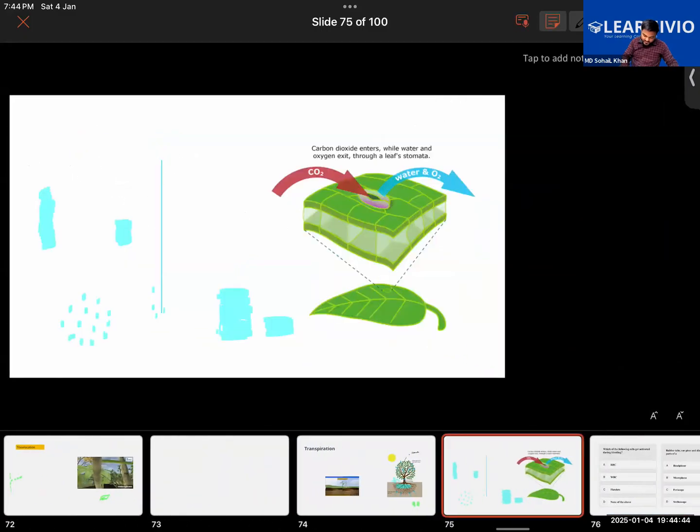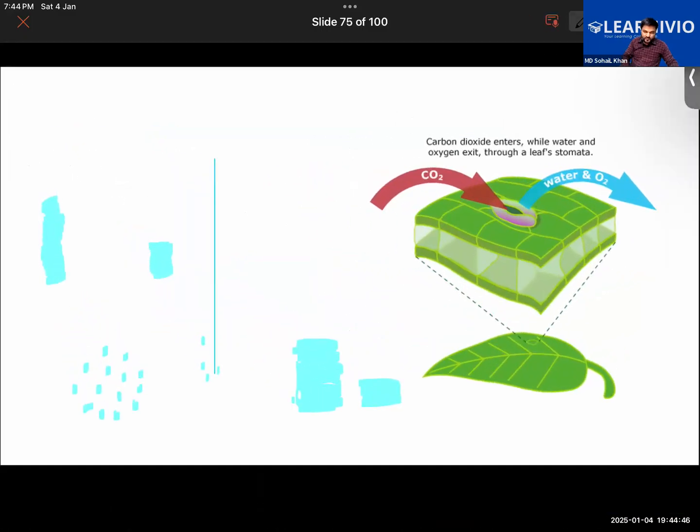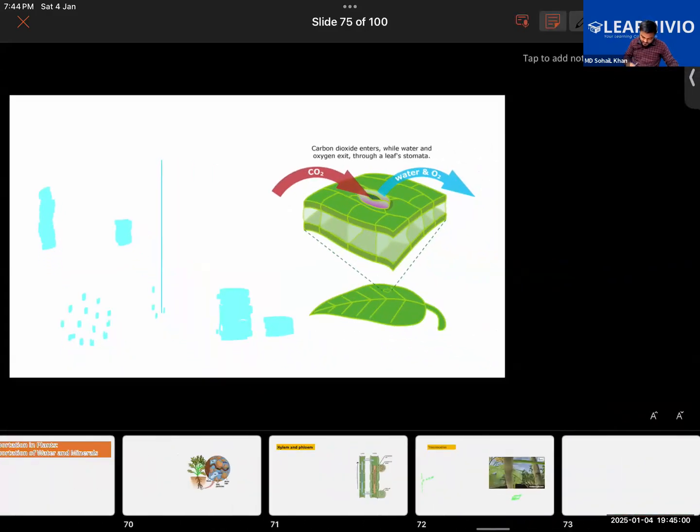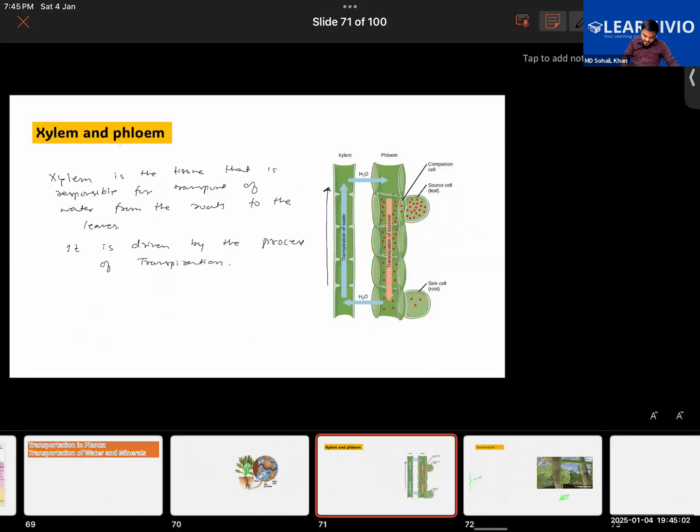You can also see the stomata from which the water is lost here. And why the same stomata? Plants take in carbon dioxide to do photosynthesis, and water and oxygen are released into the air. So that was all about xylem.